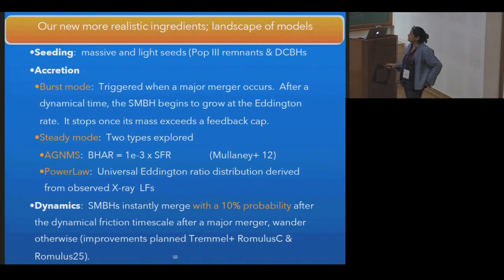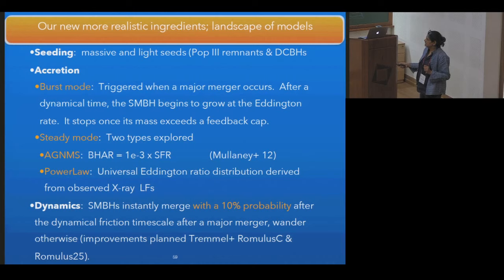So I want you to focus here. Seeding, we use these 2 different seeding models. We use a burst model where it is triggered only when a major merger occurs. That's only when you have feeding. Other than that, it's growing at Eddington rate all along, right? And then it stops once mass exceeds this feedback cap that is put in by M-sigma by hand.